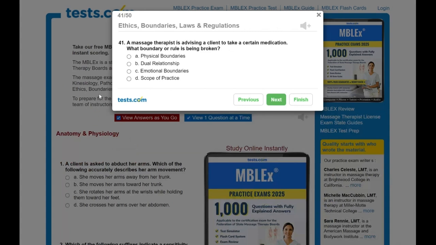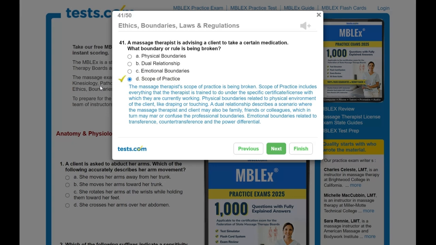Question 41. A massage therapist is advising a client to take a certain medication. What boundary or rule is being broken? A. Physical boundaries. B. Dual relationship. C. Emotional boundaries. D. Scope of practice. D. Scope of practice. The massage therapist's scope of practice is being broken. Scope of practice includes everything that the therapist is trained to do under the specific certificate license with which they are currently working. Physical boundaries related to physical environment of the client, like draping or touching. A dual relationship describes a scenario where the massage therapist and client may also be family, friends, or colleagues, which in turn may mar or confuse the professional boundaries. Emotional boundaries related to transference, countertransference, and the power differential.